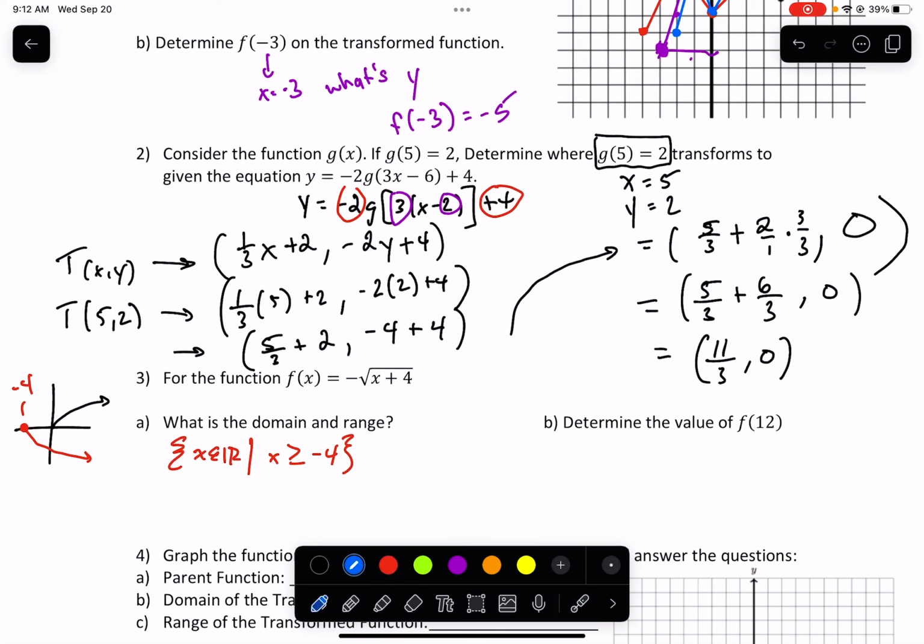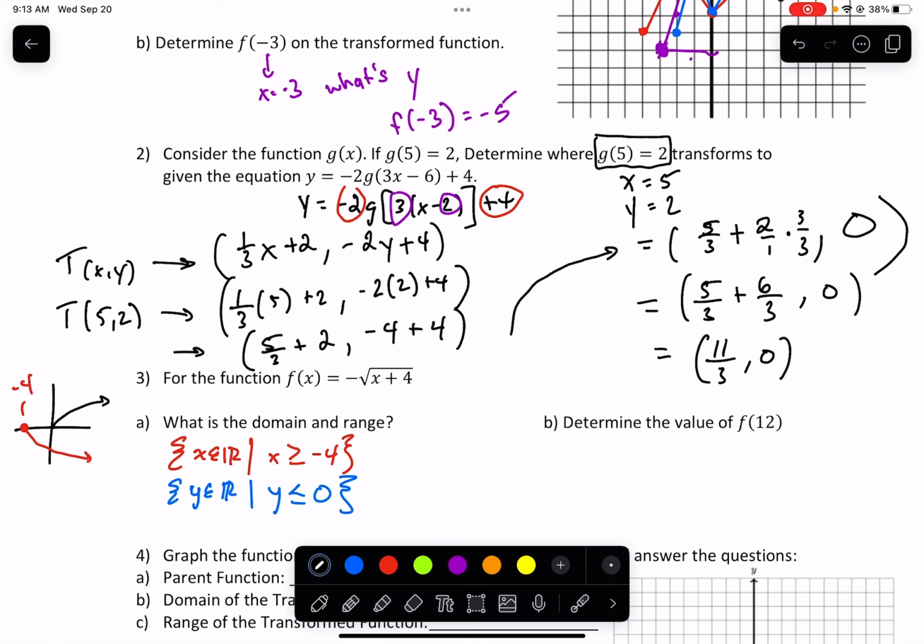Okay, and the range, RJ, what's the range? It'd be y is real numbers such that y. This is the one you just said. It's whatever you just said. So it's less than 0, right? Yeah, that's it. Okay. Now let's determine. Is everybody okay with that?